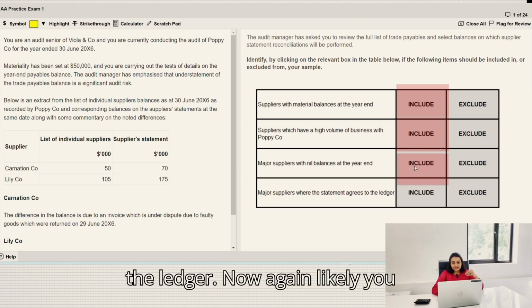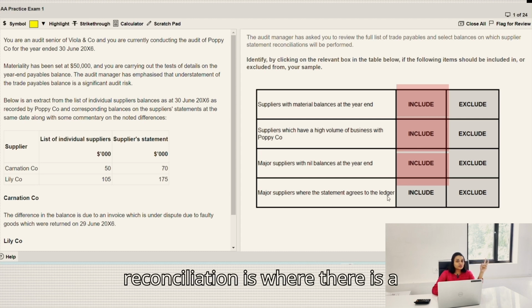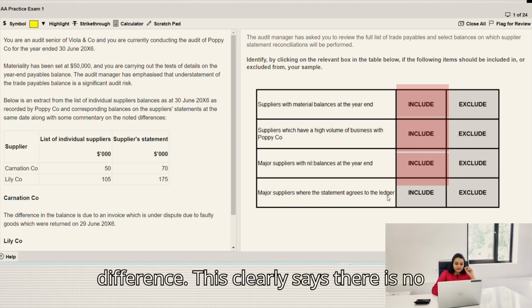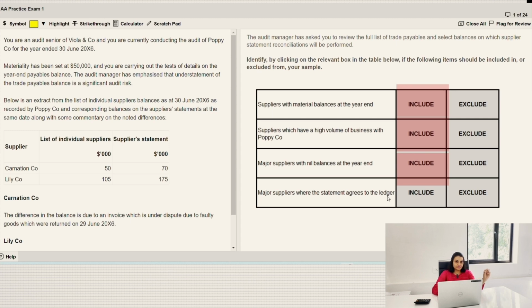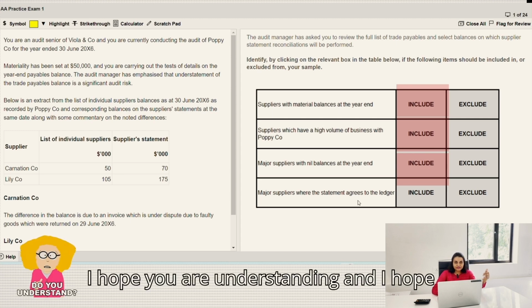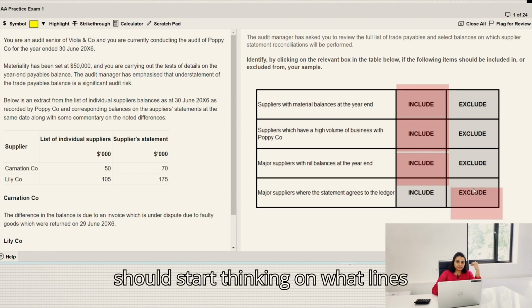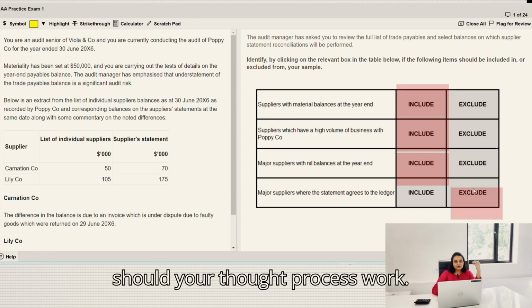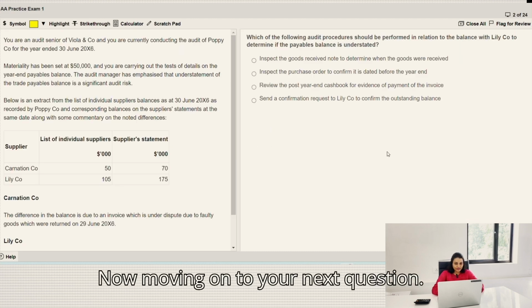Now again, like we understood earlier, that reconciliation is where there is a difference. This clearly says there is no difference, so just exclude this. I hope you're understanding, and I hope you're getting the flow of how your thought process should work. Now moving on to your next question.